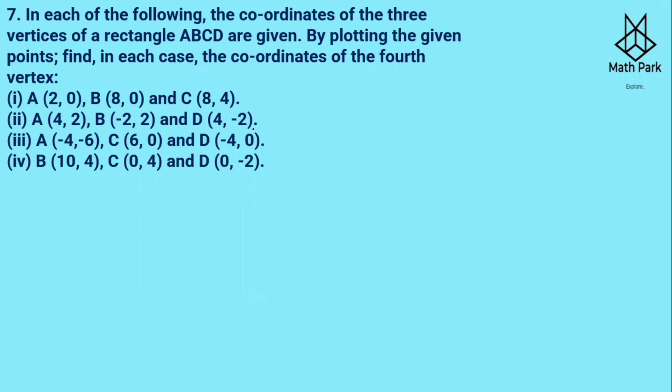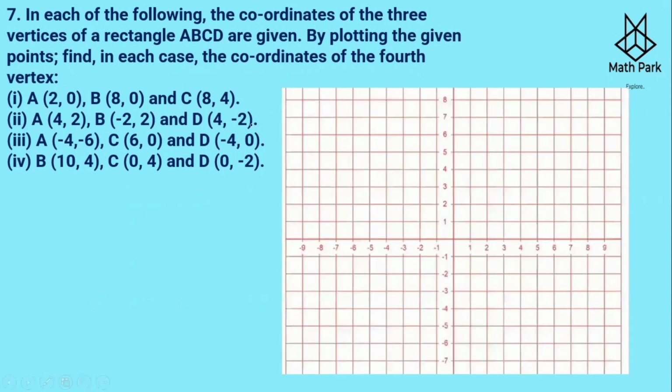So drawing the x-axis and y-axis. Here I have taken it ready. So this is your x-axis and this is your y-axis. Let us plot these points. A is (2, 0). The x coordinate is 2 and y is 0, so it is going to lie over here. This is your point A, which is (2, 0).